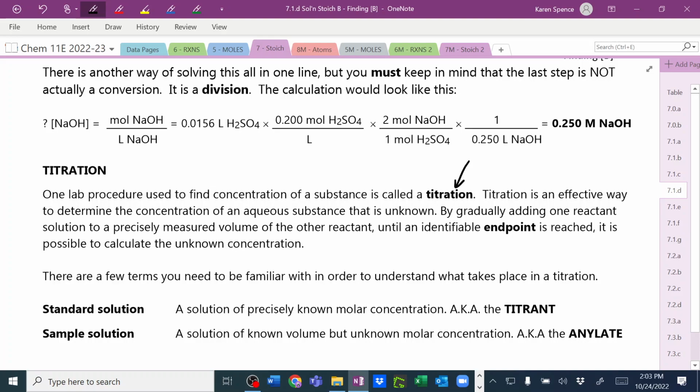Okay? If I have 10 moles of acid here, and it's supposed to react with 10 moles of base, I drip in 1 mole of base and it doesn't change. I drip in 2, the color doesn't change. 3, 4, 5, 6, 7, 8, 9, 10. And then boom, guess what? It changes color. And by measuring the volumes, we can then figure out our concentration.